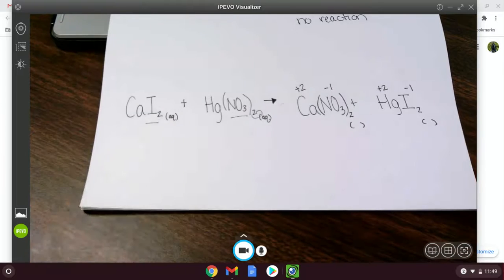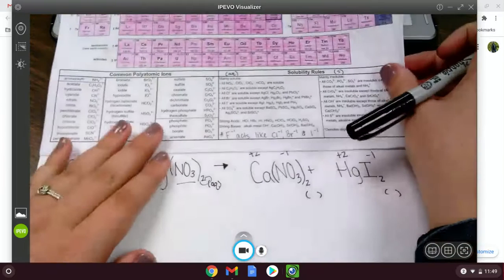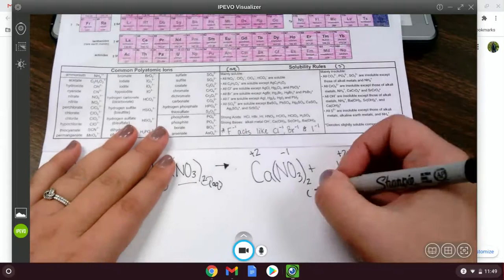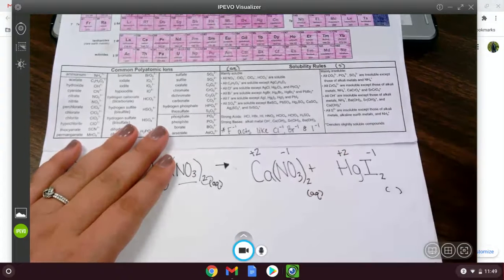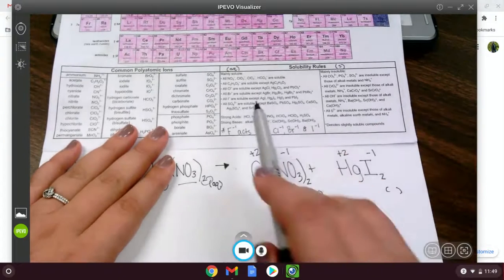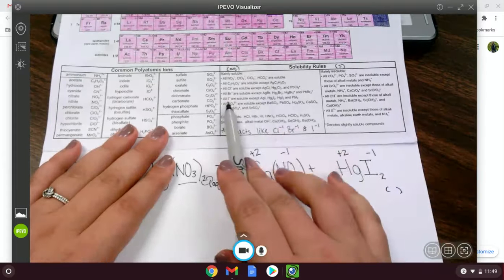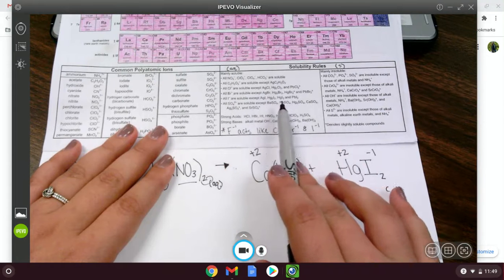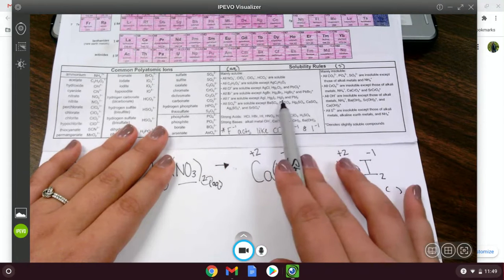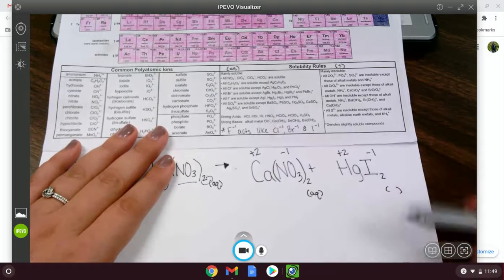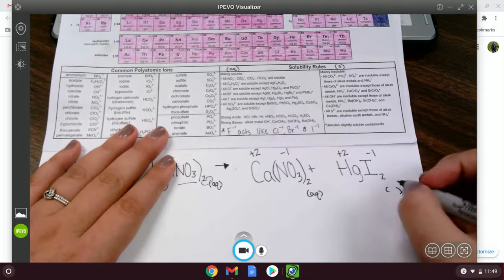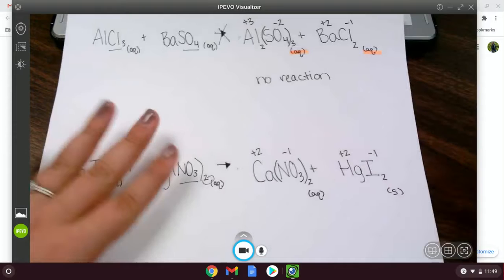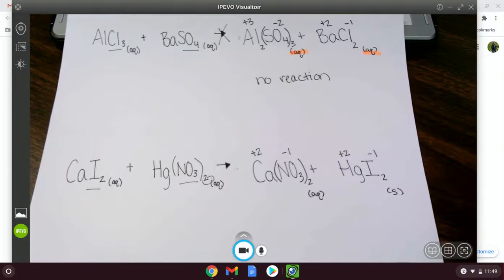Okay, and then we just have to figure out, hey, is this a solid or is it aqueous? So, finding nitrate. First one, all nitrates are soluble. So our calcium nitrate is going to be aqueous. Our iodide. Let's search. All iodides are soluble except for silver, mercury, and lead. Aha. We have HgI2. That is not soluble, so this will be our solid. Okay, so that is one of the exceptions to our solubility rules.